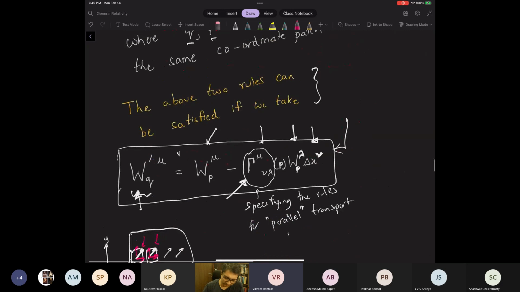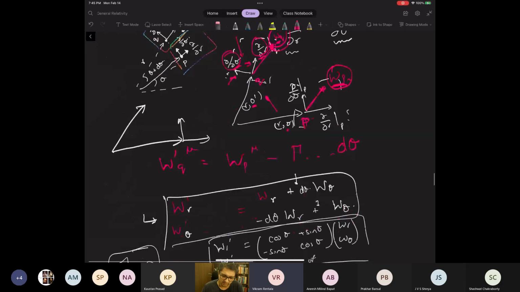Any choice of these gammas in principle is a valid rule. You have to specify the choices of gammas in some coordinate system. But once you specify in one coordinate system, the rules are fixed. What you physically mean by these rules gets fixed, and you can translate that rule to another coordinate system if you like.